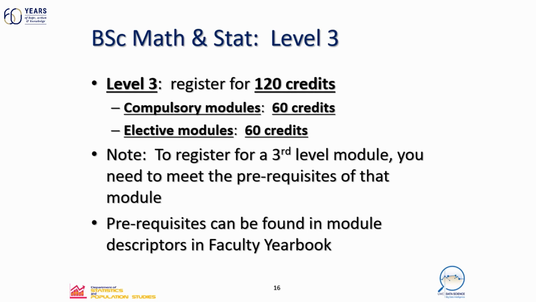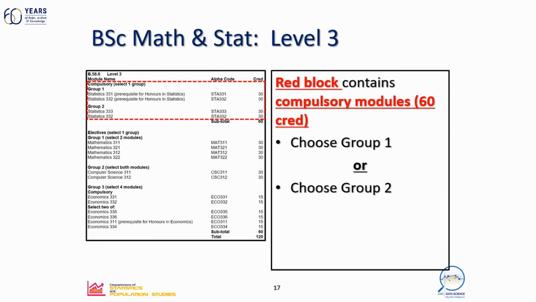At Level 3, your compulsory modules in the red block are grouped into two groups. Consider these groups carefully. You have to choose one group and you have to register for all the modules in that group.